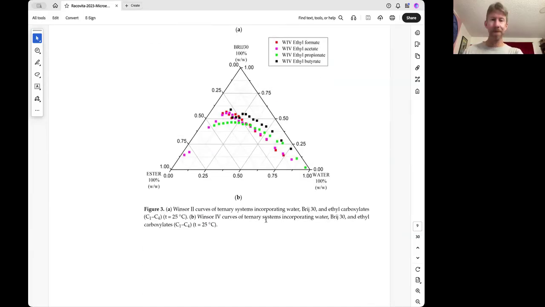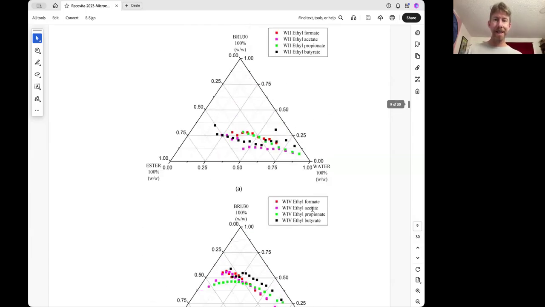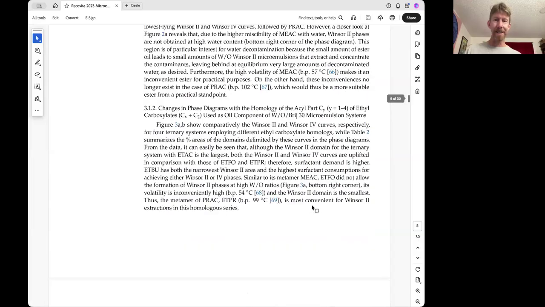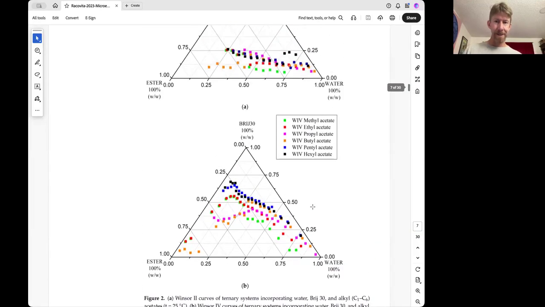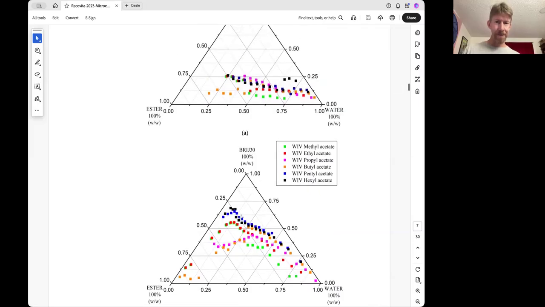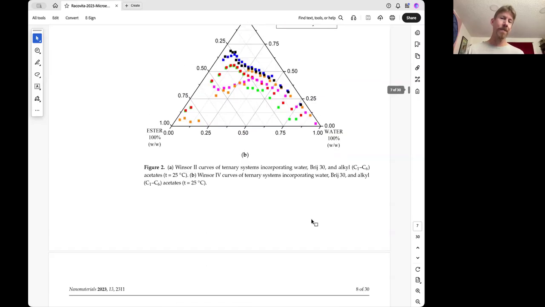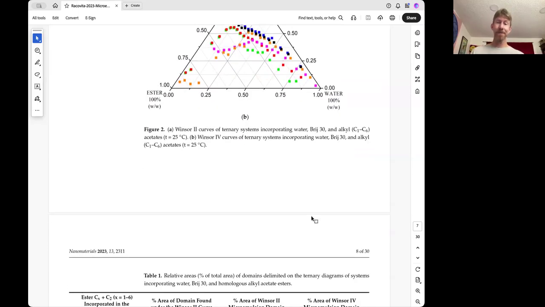But yeah, okay, so they have said that they like the ethyl propionate and the propyl acetate. Propyl acetate is pink here, has a decent region, goes all the way to the corner. So anyway, very interesting.